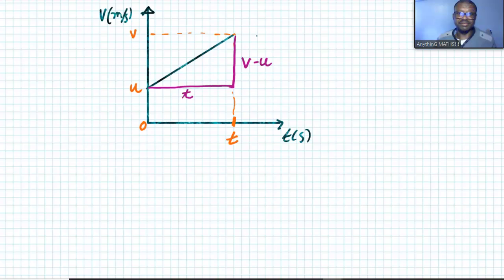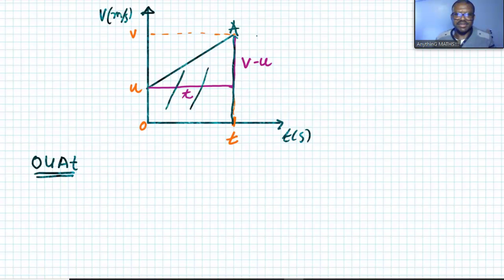From the previous video, the distance traveled is the area under the graph. This is the area under the graph. And let me put a point A here. So u, O, u, A, and t. What kind of figure do you see? I'll shade it a bit so that you see. It's a trapezium, isn't it? So we're going to use the idea of the area of a trapezium. Then we equate it to S.